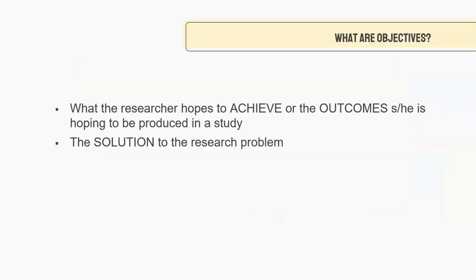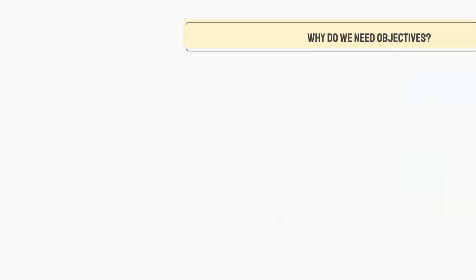For the objectives, so objectives are what the researcher hopes to achieve or the outcomes he or she is hoping to be produced in a study, or it's the solution to the research problem. Objectives are really crucial for a study. They're like the crux, I would say, of the study.